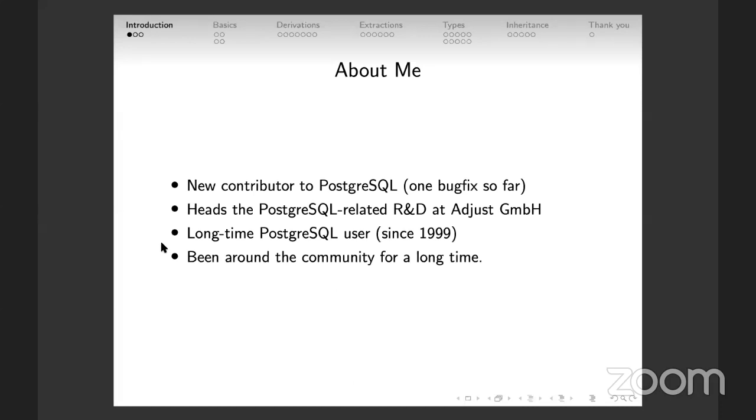I usually start these by introducing myself. I have got one bug fix into Postgres so far. I've proposed a couple of other ones, but for one reason or another, I've only had the time and effort available to push one of them through. I lead the Postgres related research and development team at Adjust. I'll talk about what we do in just a second so you can understand why we do the things we do with Postgres. I've been using Postgres for over 20 years now. Sometimes that surprises me a little bit, but I think it's one of the best databases out there. I use it for just about everything, from small projects up to big ones, and I've been around the community for a long time. This includes being a software developer, database designer, and database administrator.